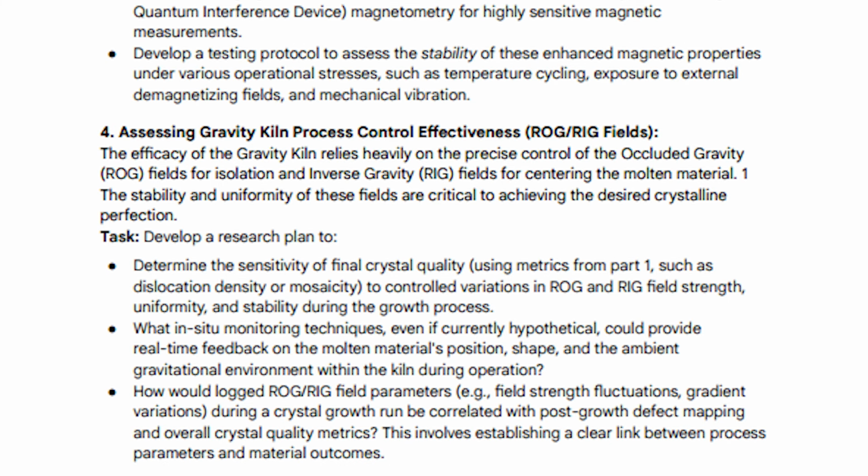Task: develop a research plan to determine the sensitivity of final crystal quality using metrics from Part 1, such as dislocation density or mosaicity, to controlled variations in ROG and RIG field strength, uniformity, and stability during the growth process.